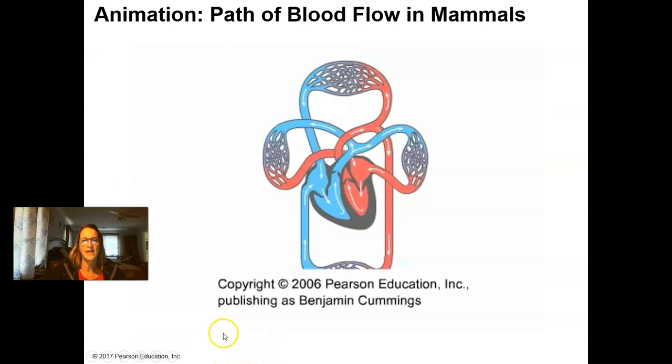Okay, so that's the end of that one. I told you it was going to be a lot shorter. None of them are going to be as long as that first one.